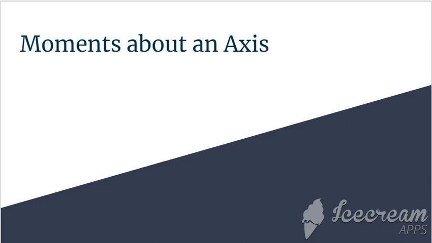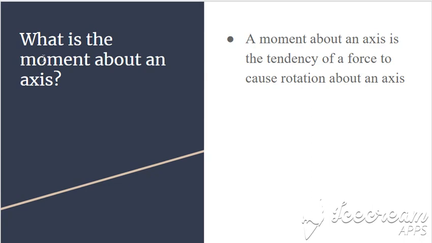This video will go through the steps of how to find the moment about an axis of any three-dimensional object. What is the moment about an axis? The moment about an axis is the tendency of a force to cause rotation about an axis.